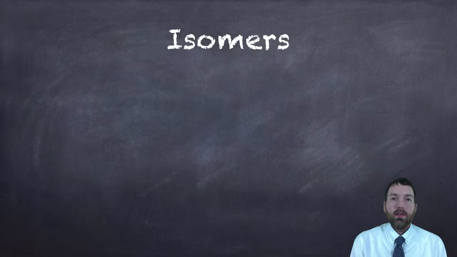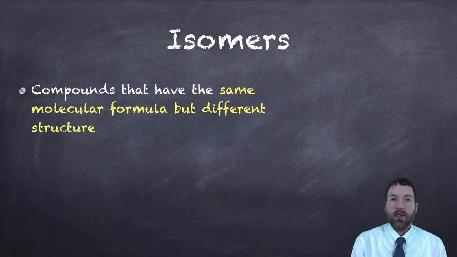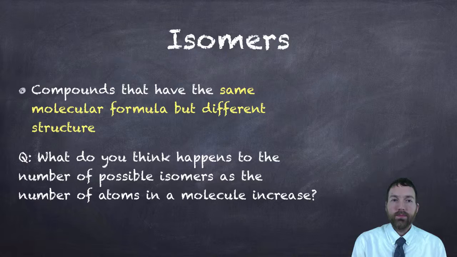One of the things that we often come in contact with in organic chemistry is the concept of isomers. Isomers are compounds that have the same molecular formula but different structure. What do you think is going to happen to the number of possible isomers as the number of atoms in a molecule increase? You're going to get more of them because there's more ways to rearrange that formula of atoms into different arrangements. And this is the other reason why organic chemistry is so complicated.